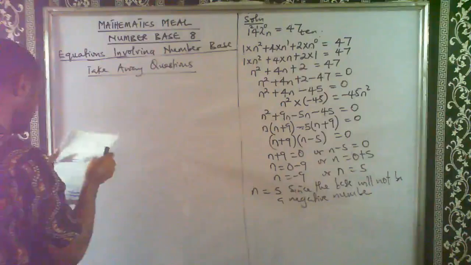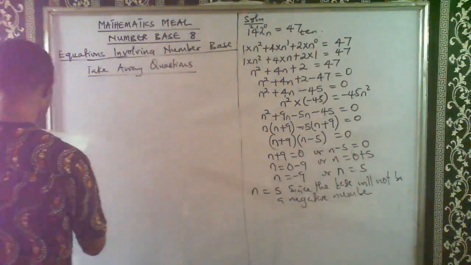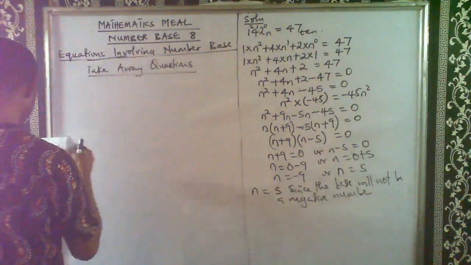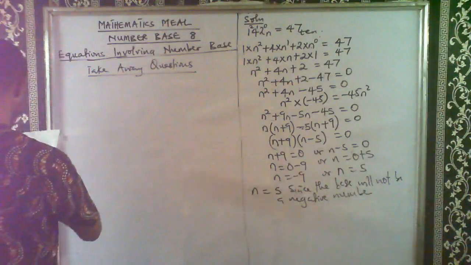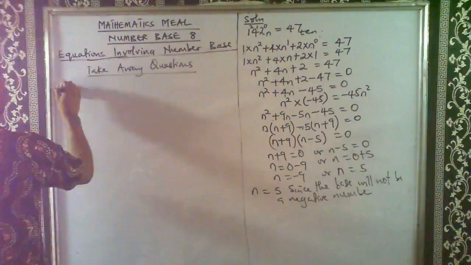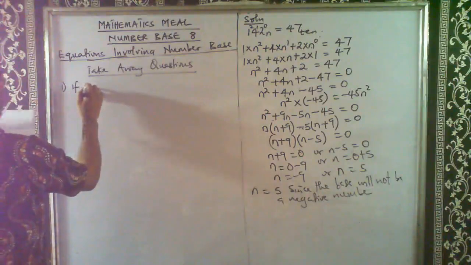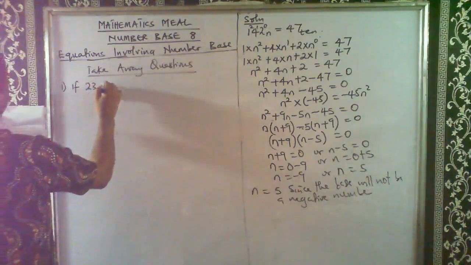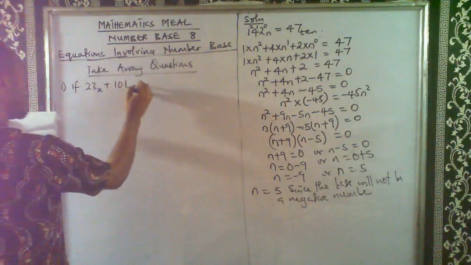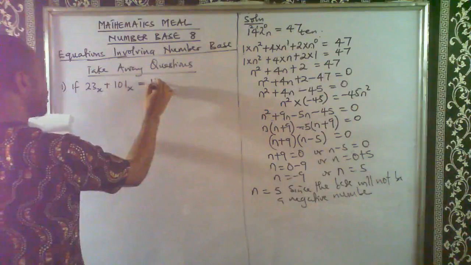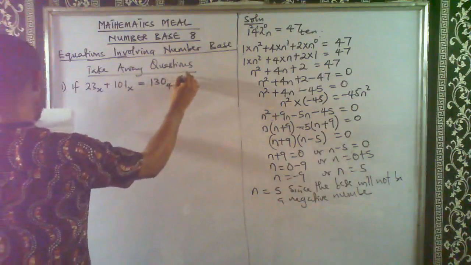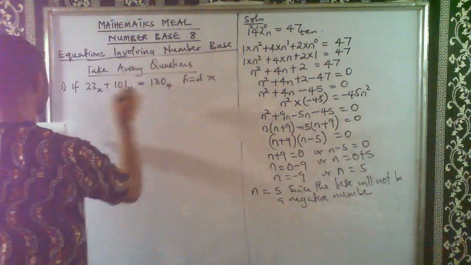Let's have our takeaway question. 1. If 23 in base x plus 101 in base x is equal to 130 in base 4, find x.